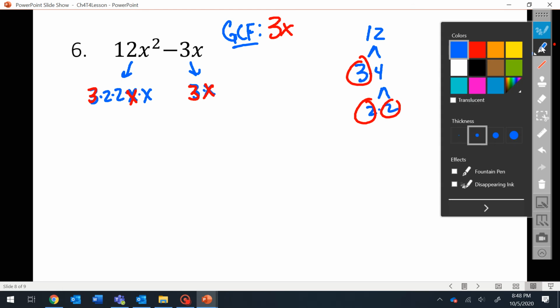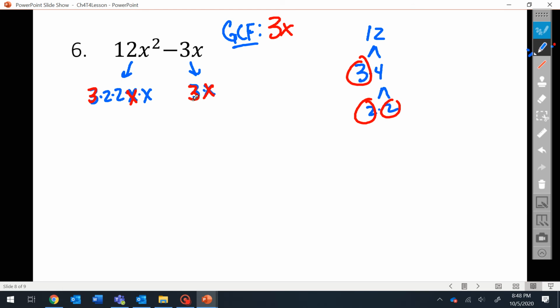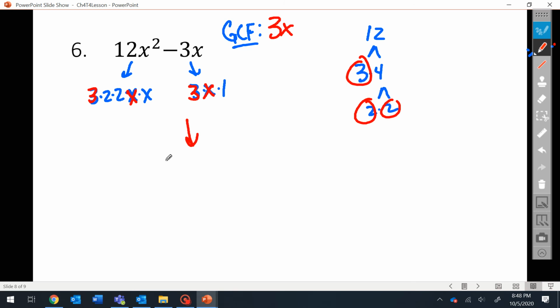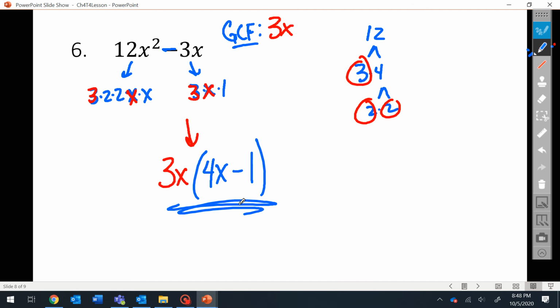Now, for this last term, both the 3 and the x are going, so remember, there is a 1 there, technically. So when we're looking for what we're left with, keep in mind that 1 is there. So 3x is what we're going to factor out. The GCF is 3x. What's left over is what's in blue. So for the first one, 2 times x. So what's left is 4x minus, and what's left here was not going to be anything, but we do have a 1 technically, so it's 1. So the factored form is 3x times 4x minus 1.